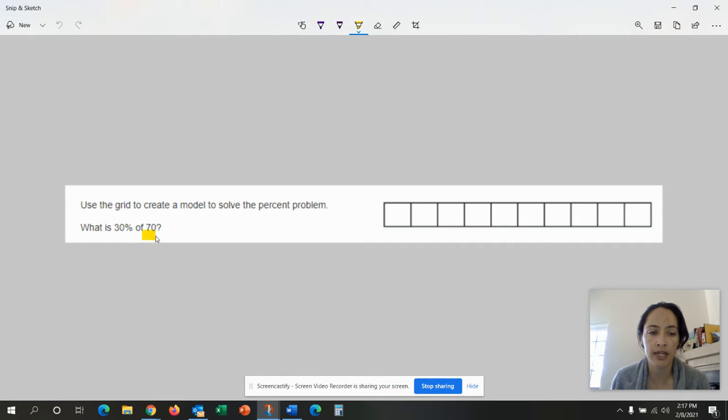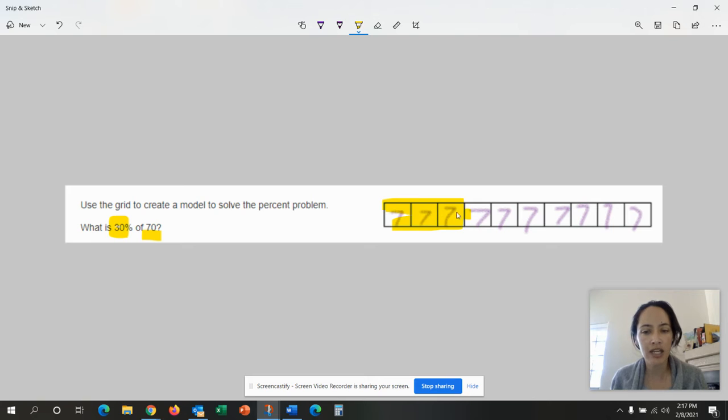So first, I'm going to break 70 into 10 equal parts. It's going to be 70 divided by 10. 7, 7, 7, 7, 7, 7, 7, 7. A visual model of what's happening with percentages, just different ways. Now we want 30%. That's represented again by 3 squares.